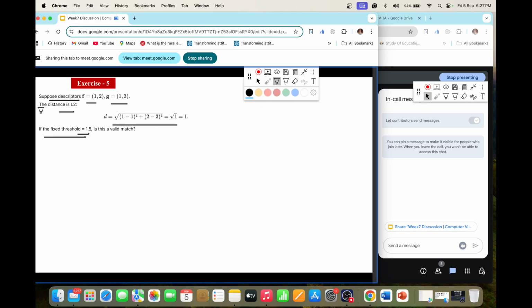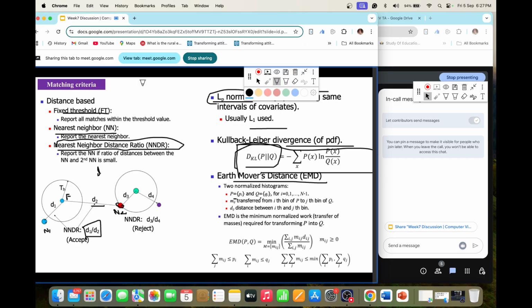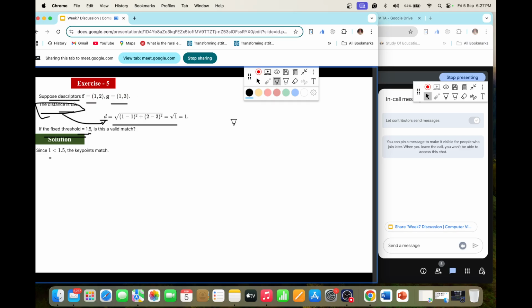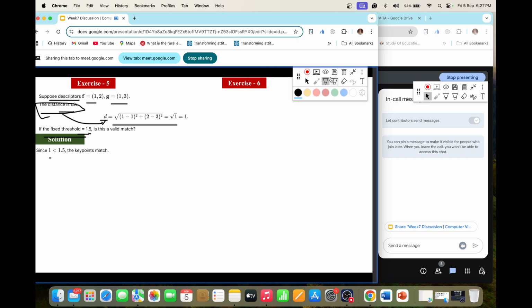So how will we proceed? We will first find the distance. If the distance is not given, you first have to find it. Once you find the distance, if it is less than the threshold, here 1.5, then the keypoint matches, or it is a valid match. Otherwise it is an invalid match. That is what I have told about the fixed threshold. So this is the first question regarding the threshold value or the nearest neighbors.